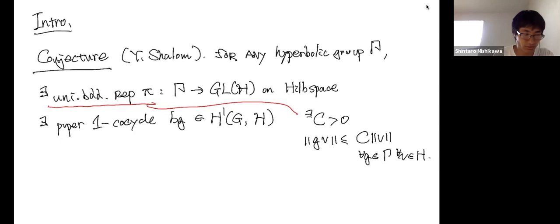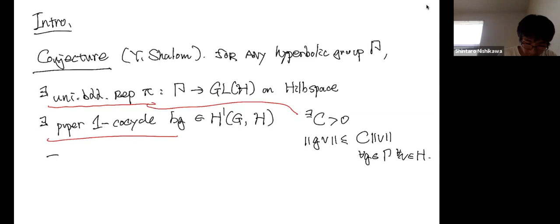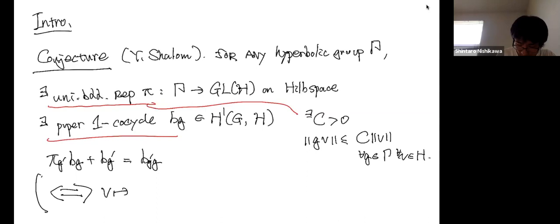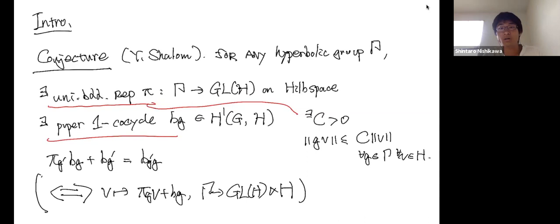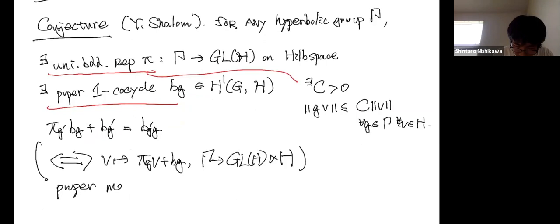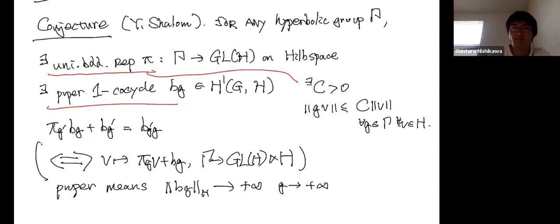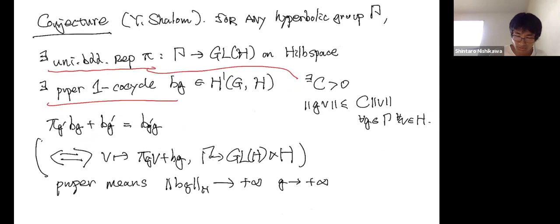And a proper cocycle means, as usual, that it satisfies the cocycle condition: pi(g') b(g) + b(g') is equal to b(g'g). This is the same as saying that if you consider b maps to pi(g) b + b(g), this defines a group homomorphism into an affine group of transformations. And proper means simply that the norm of the cocycle goes to infinity as g goes to infinity. This is the same as saying that the associated affine action on the Hilbert space is metrically proper, which appeared in Jean-Charles' talks.